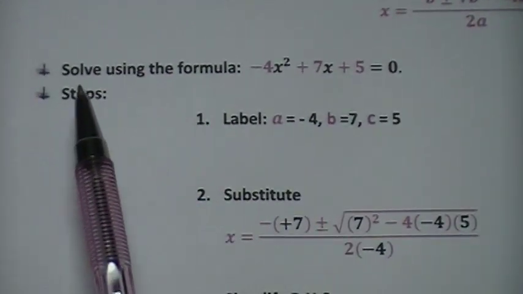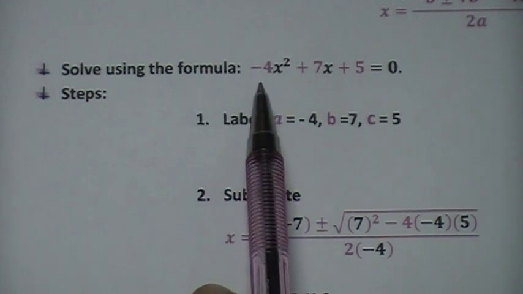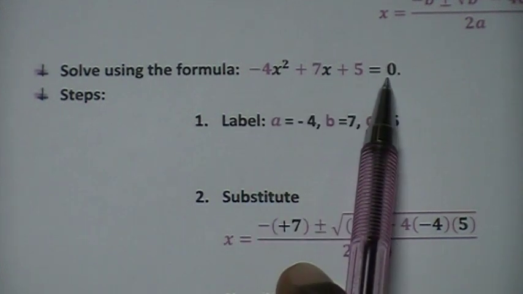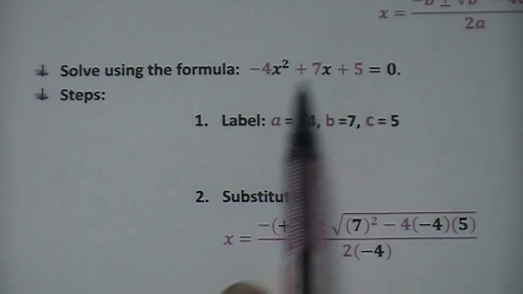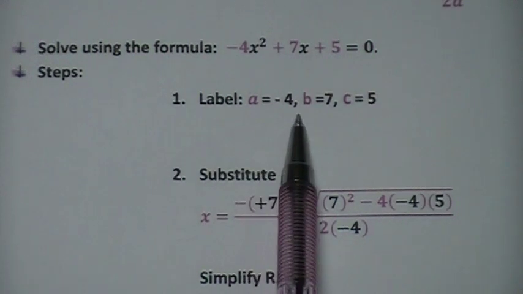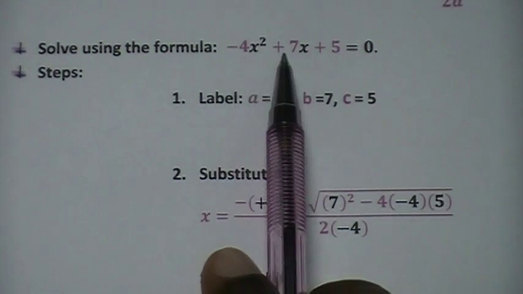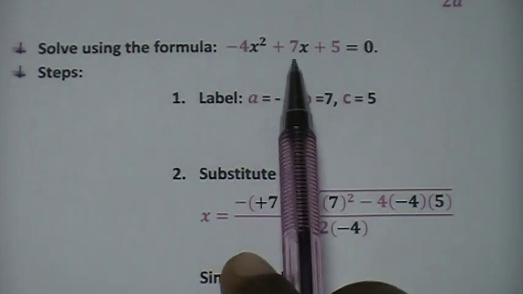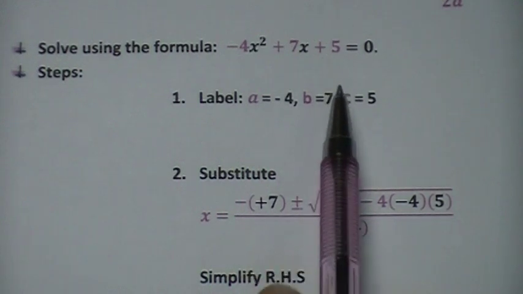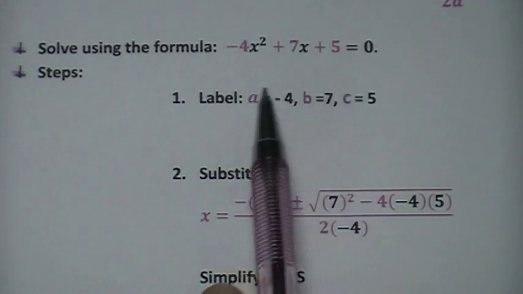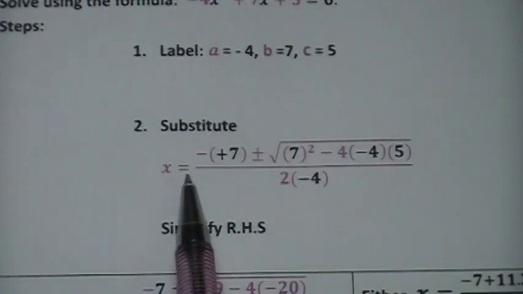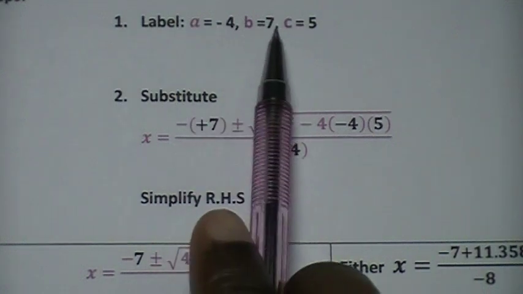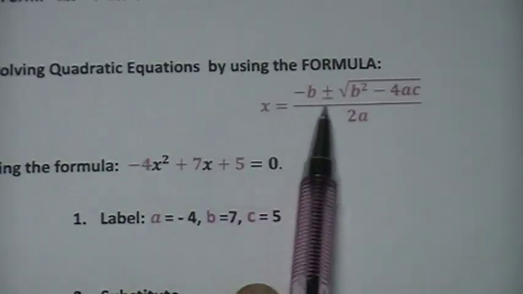For example, we have to solve using the formula negative 4 x squared plus 7x plus 5 equals 0. This is already in the standard form, quadratic, linear, constant equals 0. Good. First step is to label, which means to take the values of a, b, and c. In this case, a is negative 4, coefficient of x squared, b is 7, coefficient of x, and c is a constant 5. We can only label once we have it equals 0. Remember that. Next step is to substitute these values into the formula.